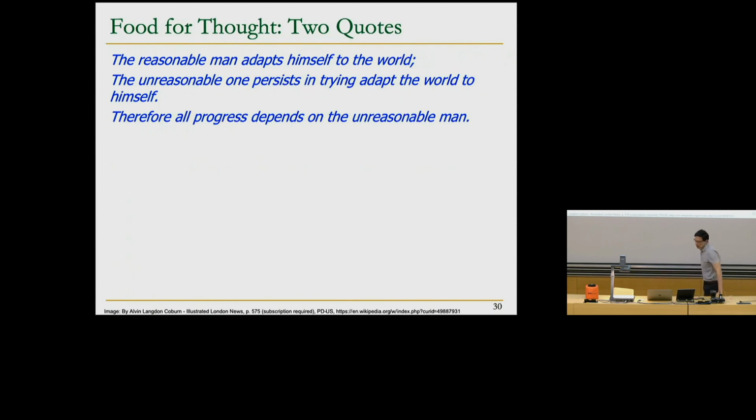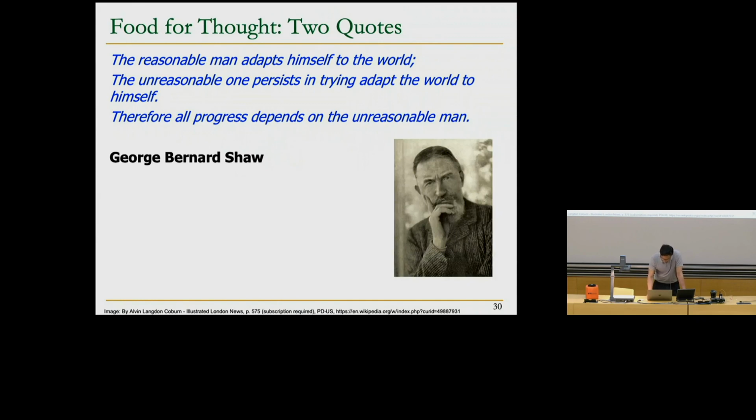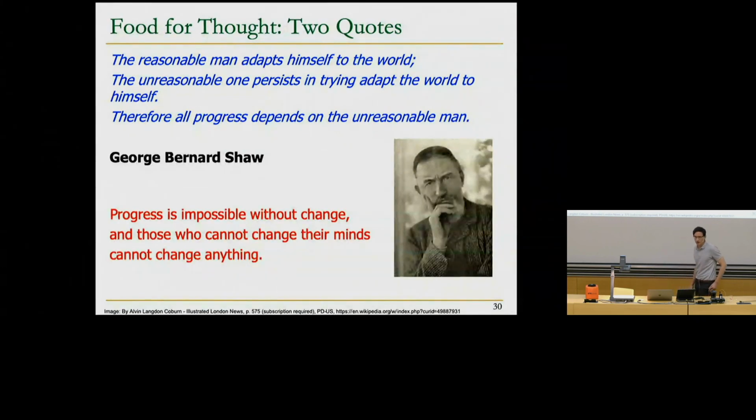The first one is this: the reasonable man adapts himself to the world. The unreasonable one persists in trying to adapt the world to himself. Therefore, all progress depends on the unreasonable man, which is the one who tries to change the world. This is a quote from George Bernard Shaw. He was an Irish playwright, famous for several of his plays, like, for example, Pygmalion. This is the guy, very serious. And here you have also the second quote, also from him, very nice and interesting to think about.